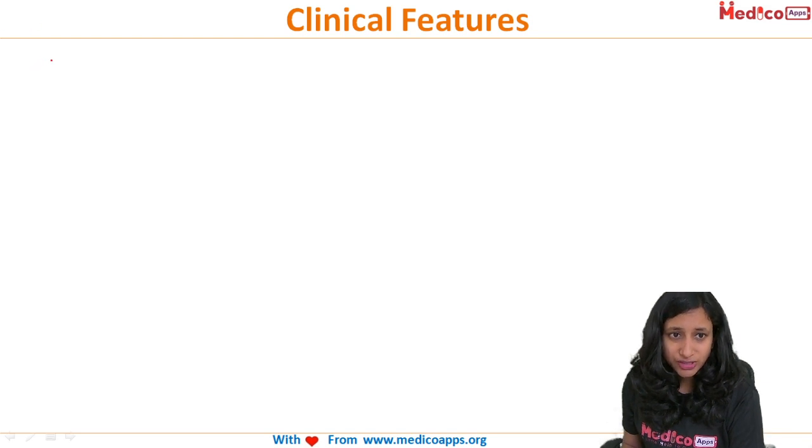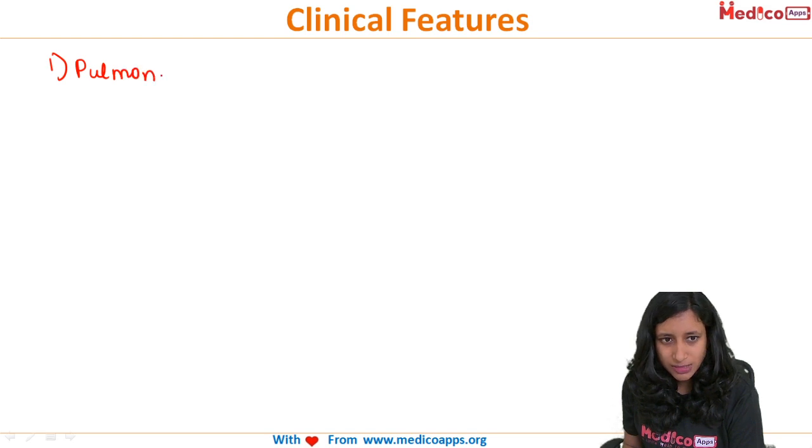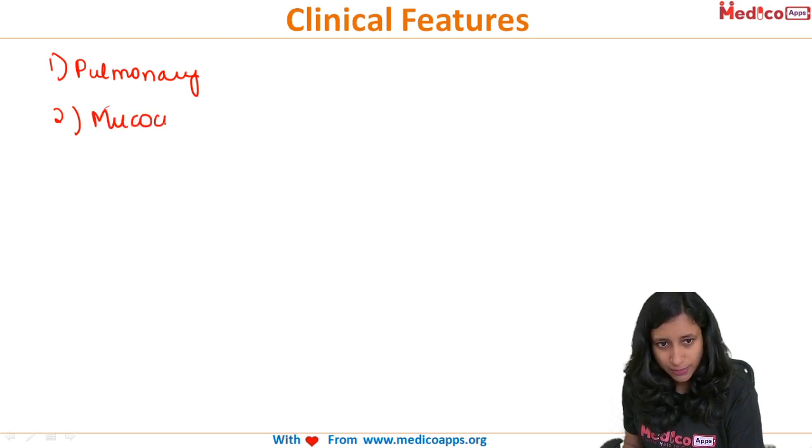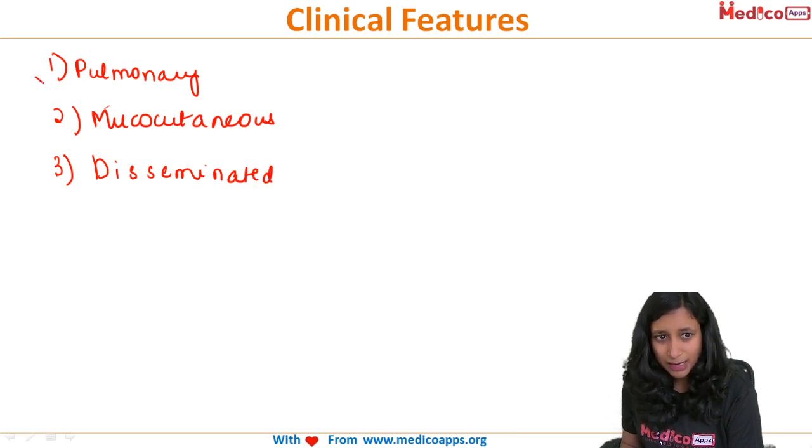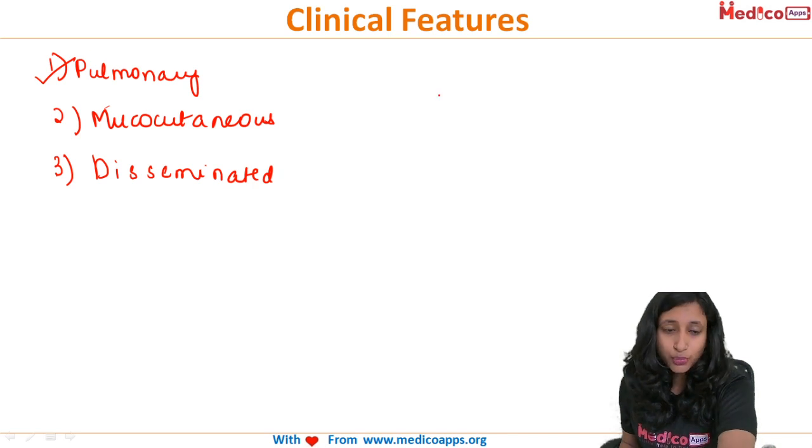And what are the symptoms that you see? Based on the various clinical manifestations, it is divided into different kinds. The first one is known as pulmonary histoplasmosis. Second is mucocutaneous histoplasmosis. And the third one is your disseminated infection, known as disseminated histoplasmosis. These are the three clinical types that you see, and pulmonary is the most common one.